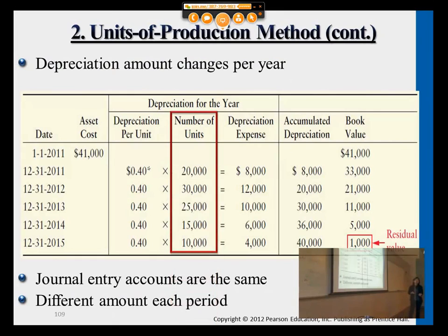Okay, now journal entry is the same. Whenever you get each and every year's depreciation, you'll be debiting depreciation expense, crediting accumulated depreciation. So the first year will be 8,000, second year will be 12,000, third year 10,000, 6,000.